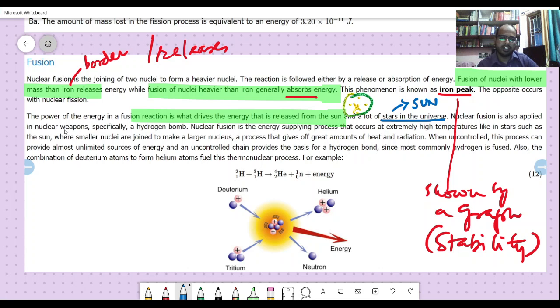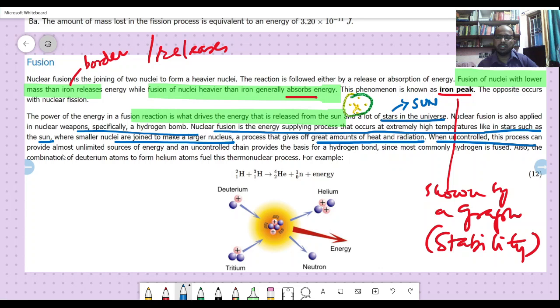Nuclear fusion is also applied in nuclear weapons, especially the hydrogen bomb. Nuclear fusion is an energy-supplying process that occurs at extremely high temperatures like in stars such as the sun, where smaller nuclei join to make a larger nucleus. The process gives a great amount of heat and radiation. When controlled, this process can provide almost unlimited energy. It is the basis of the hydrogen bomb. Since the most commonly used element is hydrogen, it is called the hydrogen bomb.